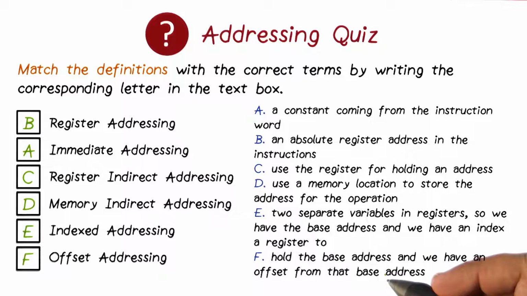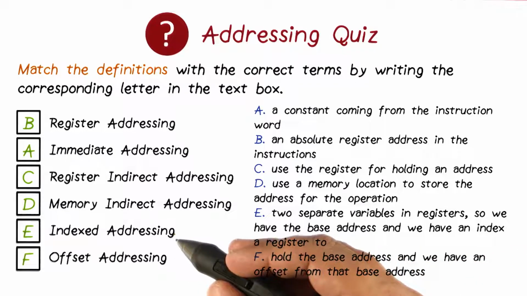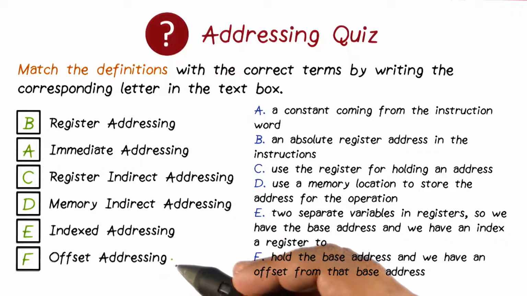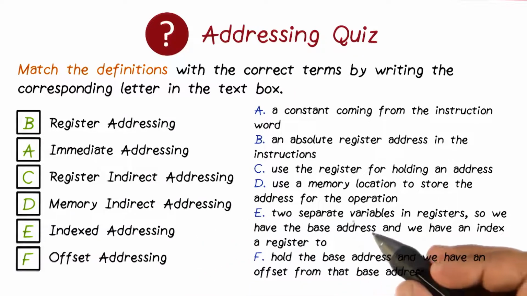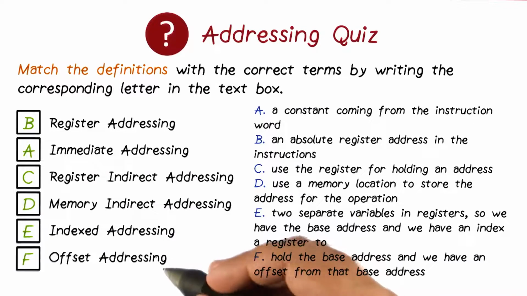What we have here is we hold the base address and we have an offset from that base address inside an instruction. So what is the difference between indexed addressing and offset addressing? In index addressing, we have an index to a register, and that in turn holds the address. Whereas in offset addressing, the offset itself is a part of the instruction and it's cooked into the instruction.